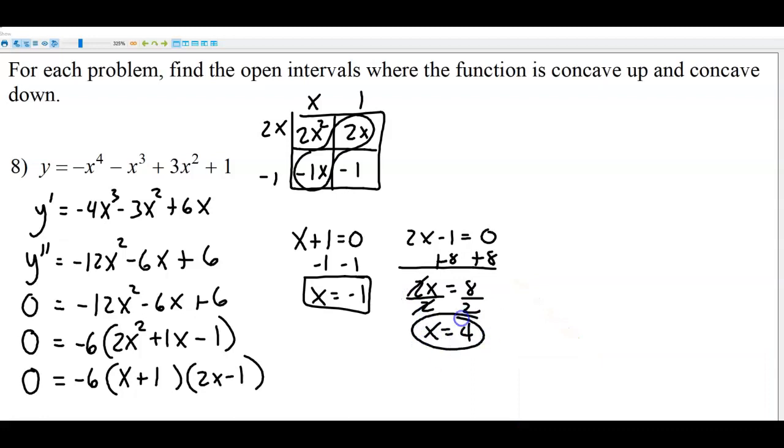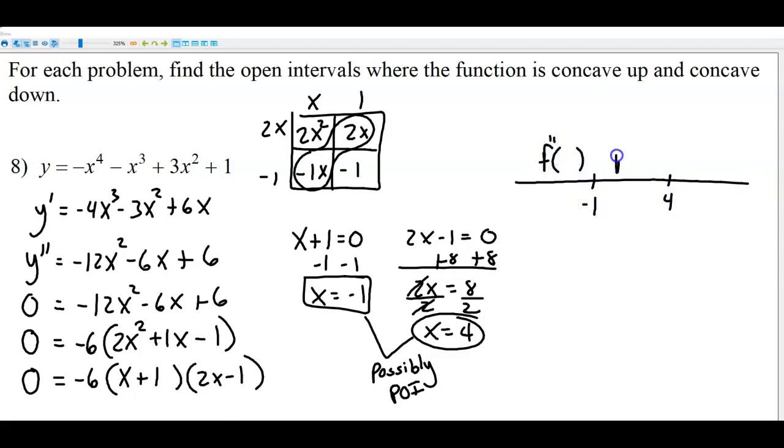All right, so these are possibly points of inflection. They're only points of inflection, though, if the concavity actually changes at those points. So now we do a number line test to see if the concavity, in fact, changes there. So we have a -1, and we have a 4. And since we're doing concavity, we're plugging it into the second derivative this time.